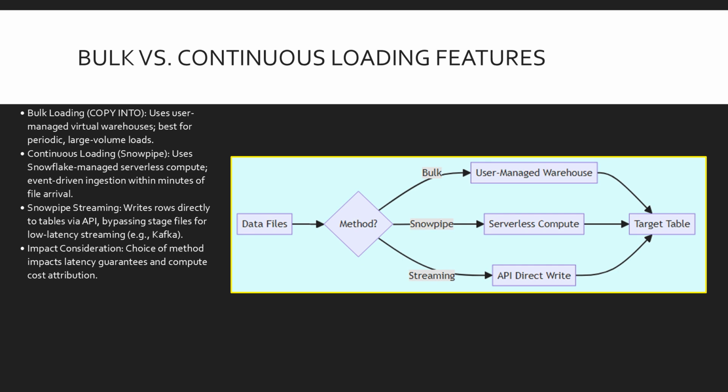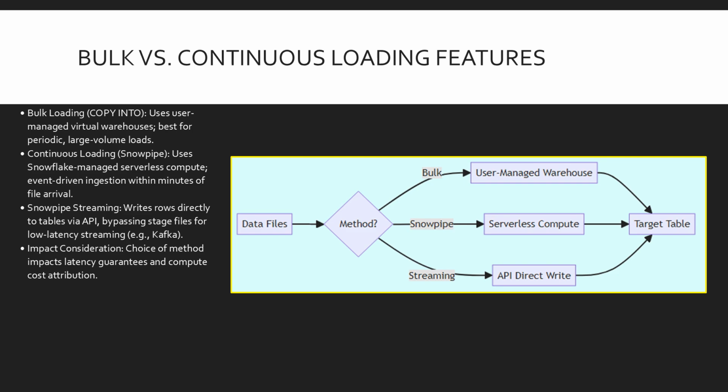Bulk loading utilizes the copy into command and relies on your user-managed virtual warehouses. This is your go-to for nightly ETL jobs. In contrast, Snowpipe is designed for continuous loading. It uses Snowflake-managed serverless compute to load data within minutes of file arrival, responding to event notifications. For even lower latency, Snowpipe streaming writes rows directly via API, bypassing files entirely. Your choice here directly impacts latency and how compute costs are categorized in your bill.